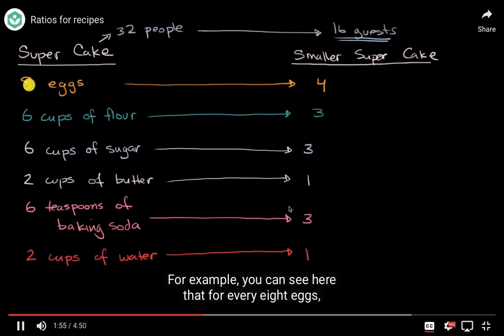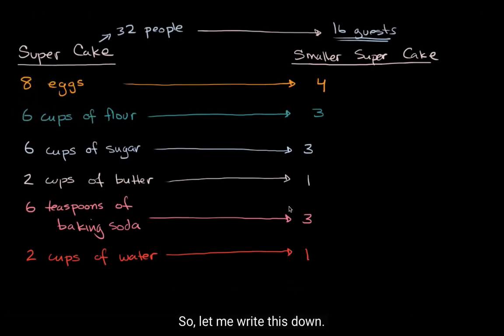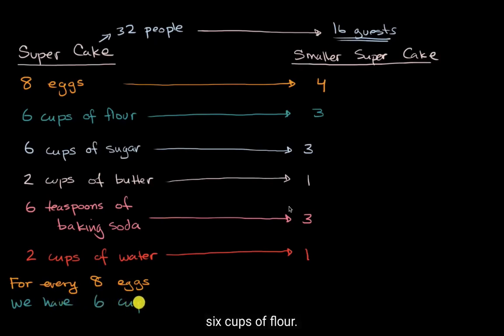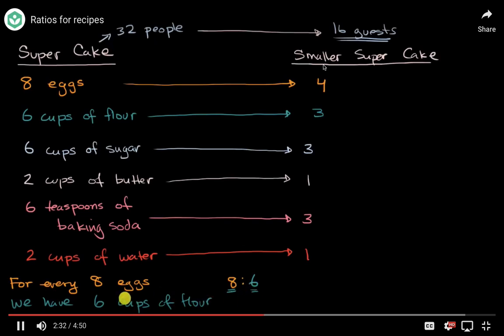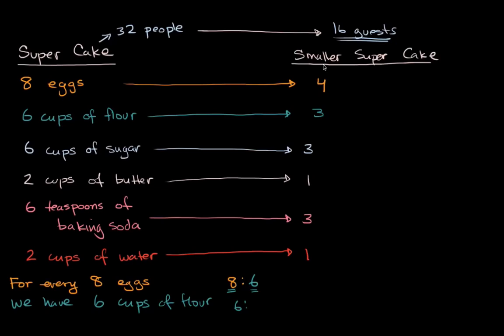You can see here that for every 8 eggs, you have 6 cups of flour. So let me write this down. For every 8 eggs, we have 6 cups of flour, which can be expressed as a ratio. The ratio of eggs to flour is 8 to 6. Then it becomes 4 to 3. Once again, interpreted as for every 8 eggs, I have 6 cups of flour. If I said for every 6 cups of flour, I have 8 eggs, I would have written 6 to 8. So the order here matters. But here I'm saying the ratio of eggs to cups of flour is 8 to 6. For every 8 eggs, I have 6 cups of flour.